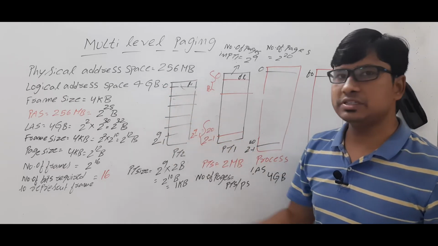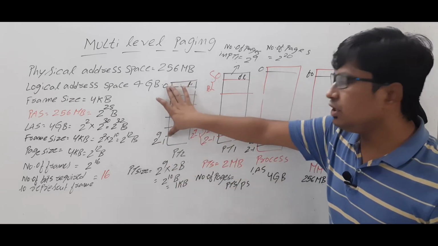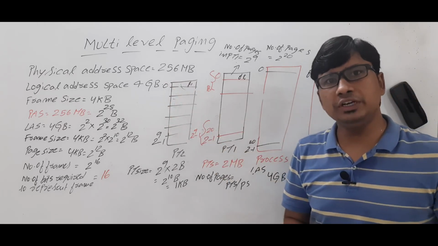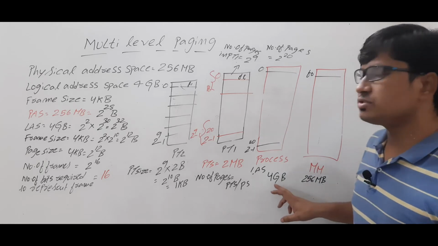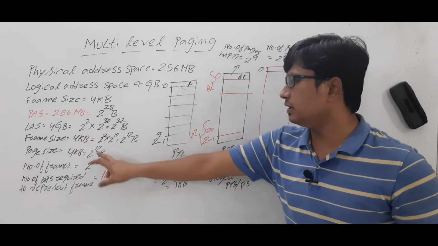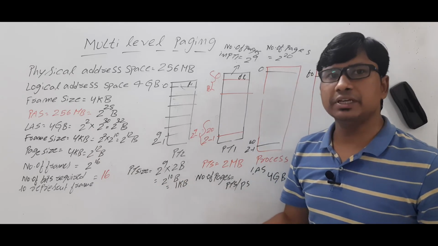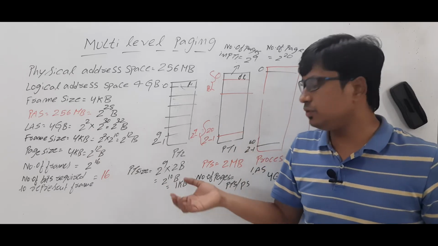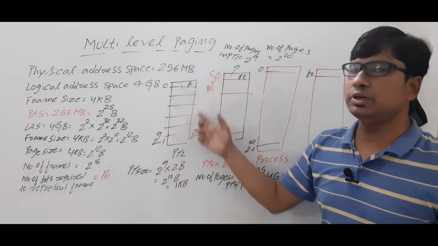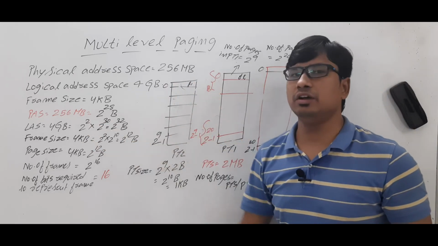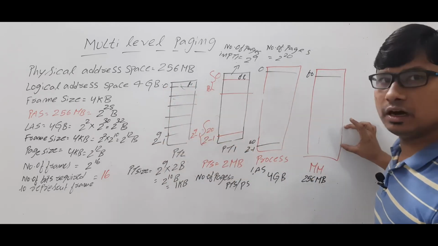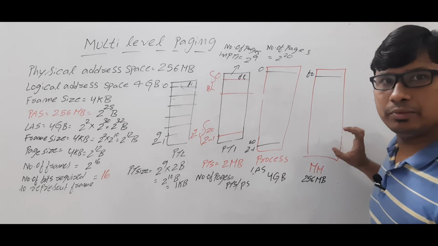If this page table size is 1 KB, can we load this in one of the frames? Yes, it is possible. How is it possible? The frame size is 4 KB. If you have 1 KB information and 4 KB space, can we load 1 KB information? Yes, possible. So this page table 2 can easily fit in one of the frames of main memory. So this information will be there in the main memory. Are you able to understand?